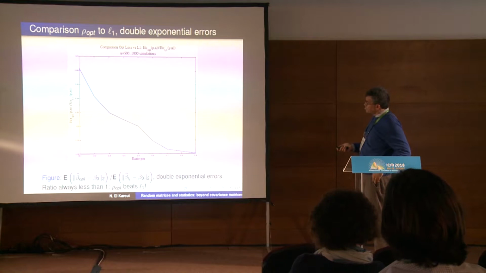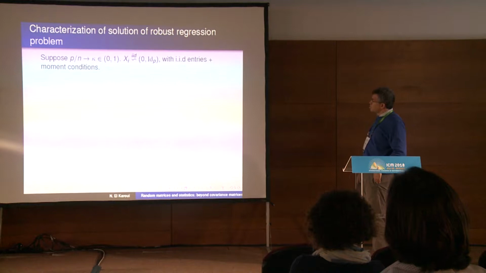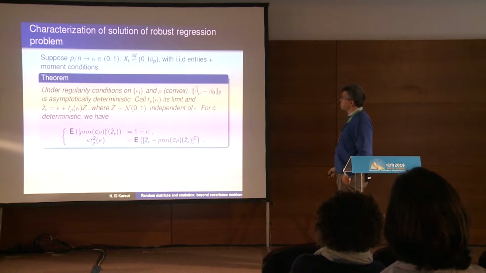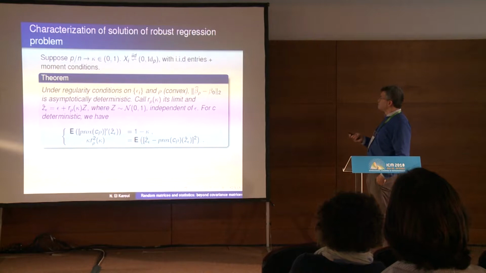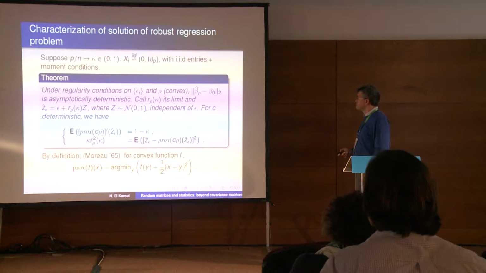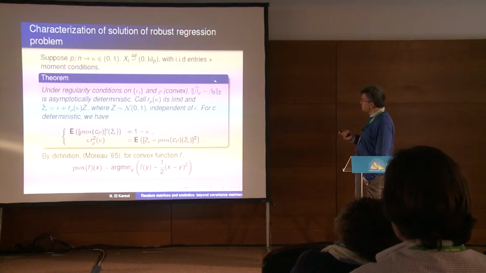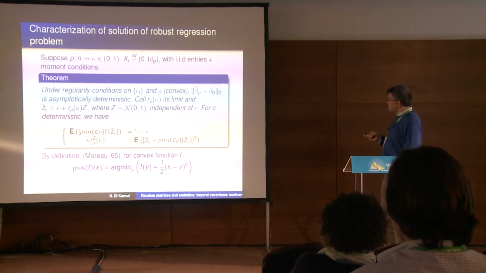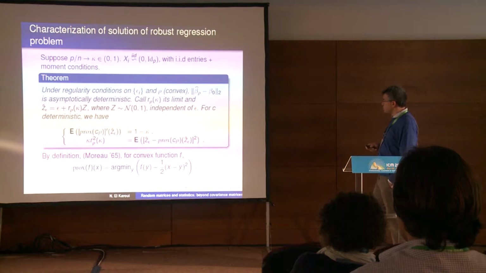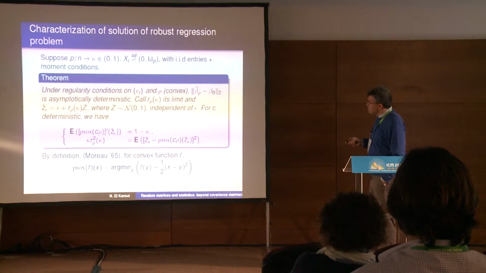All right. So where does this come from? Let me explain to you a little bit what's behind this. Suppose p over n goes to a limit between 0 and 1, with the Xi's IID, maybe IID entries, and some moment conditions. Basically, under a bunch of regularity assumptions, this beta hat minus beta naught is asymptotically deterministic. Okay, so here I'm also assuming that the Xi's are random, but anyway, this quantity that should be random is asymptotically deterministic, it concentrates. I call rho kappa its limit. And to understand the risk of my estimator, or the limit of that, I need to solve a system of two coupled nonlinear equations. Okay?